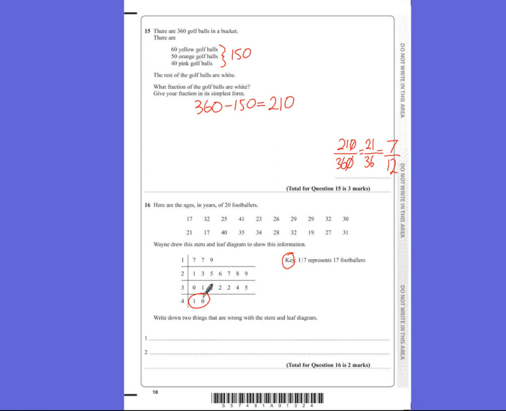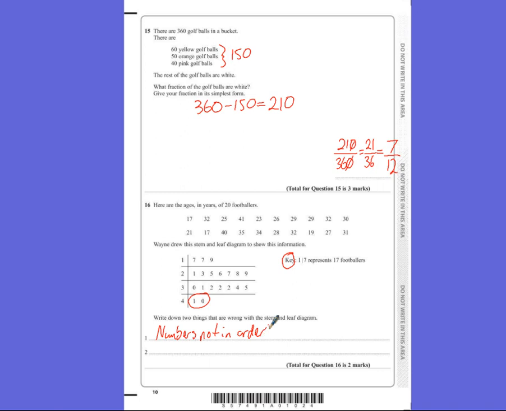Okay. So the first thing I can see is these look all in order, apart from when we get down here. So one of the mistakes is that for the 40s column, they're not in order. So I'm going to put numbers not in order.